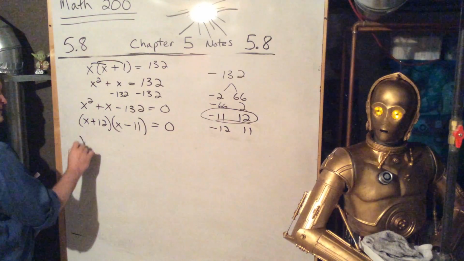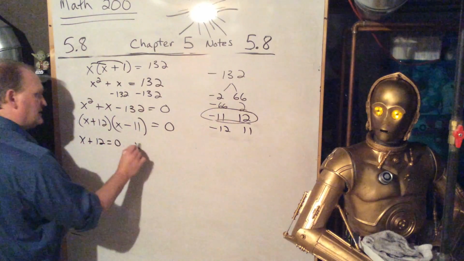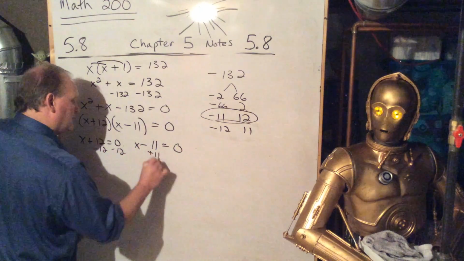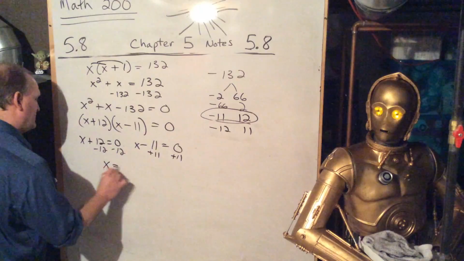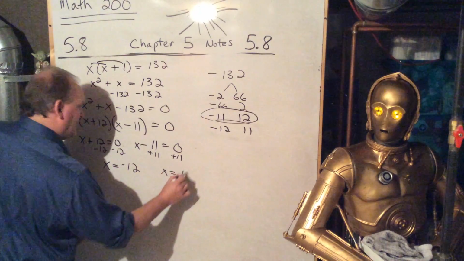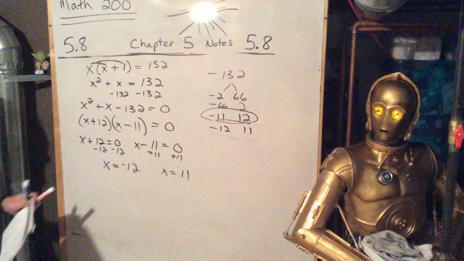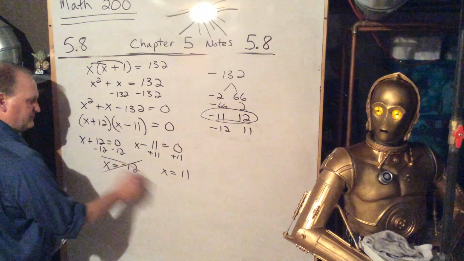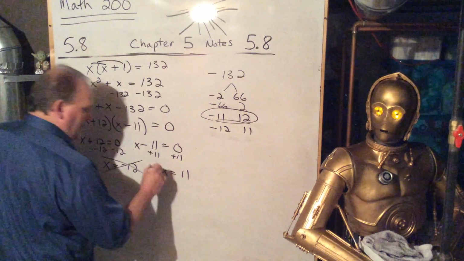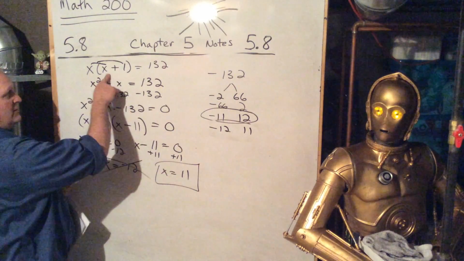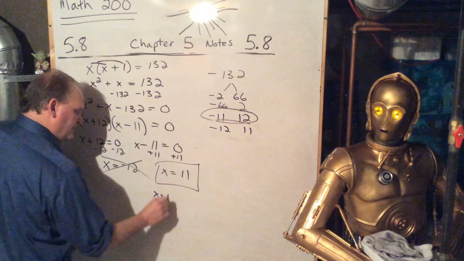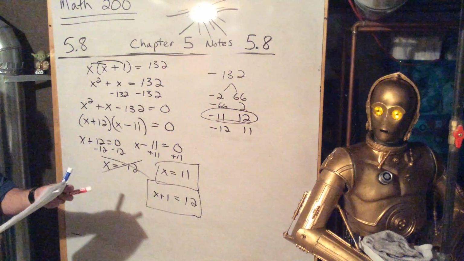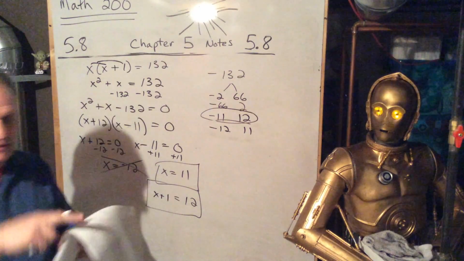All right, and so now x plus 12 equals 0. X minus 11 equals 0. Get rid of the 12 and the 11. So we end up with 2 answers, negative 12 and positive 11. But it said positive integers. So this one's out. That one's gone. So x is equal to 11, and then the other integer would be x plus 1, which is equal to 12. So 11 and 12 are the 2 solutions.